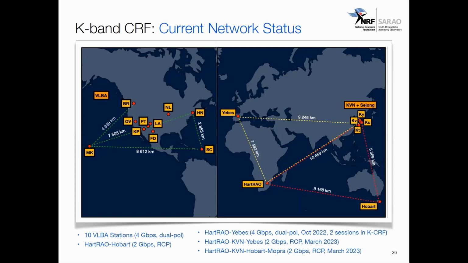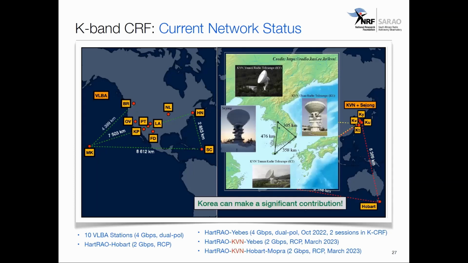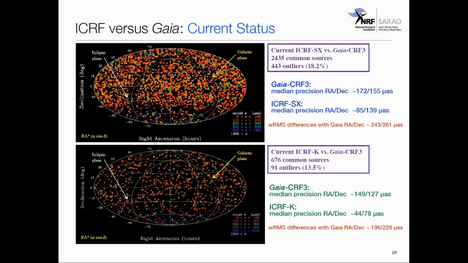For a long time, we only had the single baseline between Hartebeesthoek and Hobart. Then recently, in October 2022, we started observations with the Yebes 40-meter antenna in Spain, and just a month ago in March, we also started observations with the Korean VLBI Network. Now we have this nice long north-south baseline with Korea as well, and this really nice long baseline between Hartebeesthoek and Korea. I'm sure you're familiar with the Korean VLBI Network. We also use the Seongdo Geodetic Station, and we think that Korea can make a significant contribution to the K-band work.